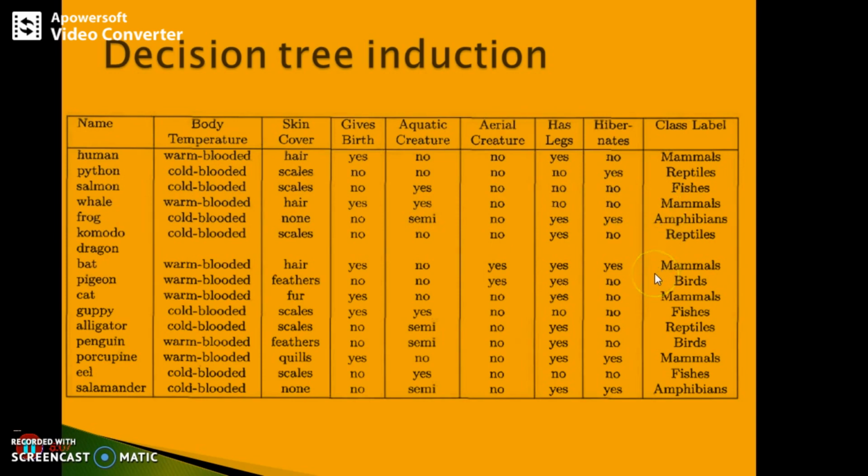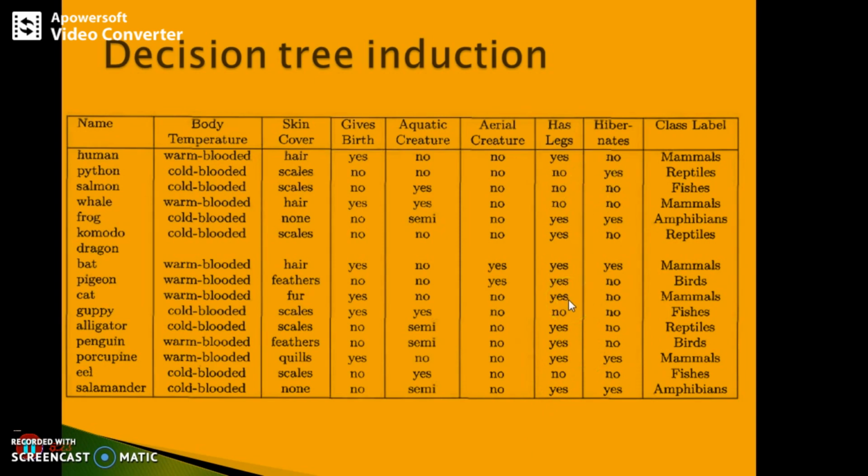You can see here some more. Bat is also a mammal. Then cat is a mammal. And there is one more species that is a mammal. The rest are all non-mammals.